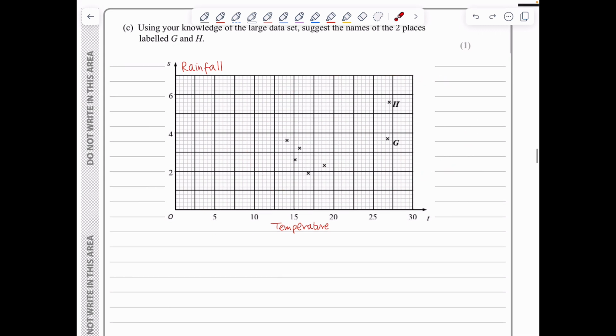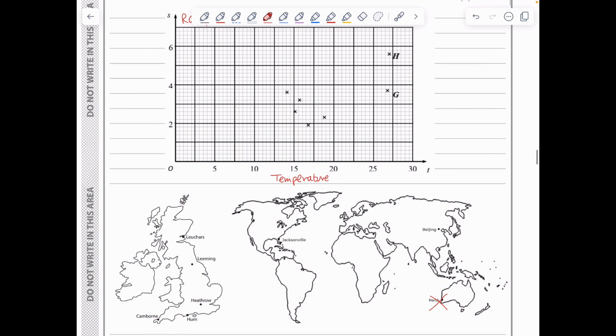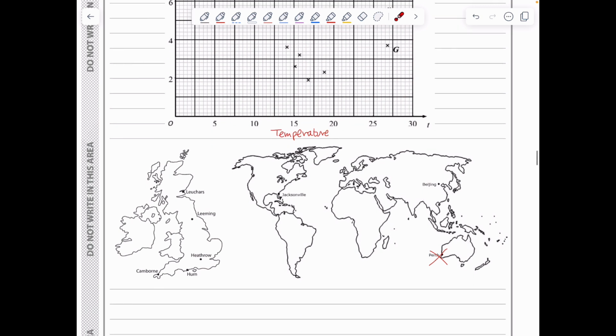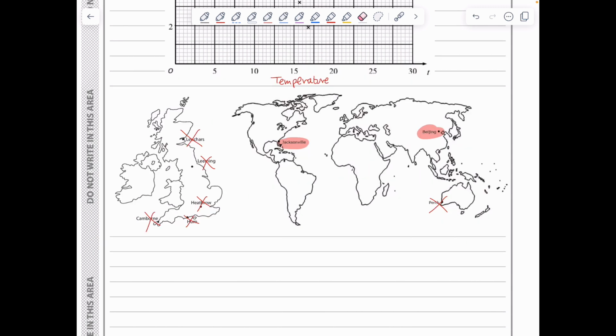If we take a look at the maps, seeing the locations, then obviously it cannot be Perth because Perth is in the southern hemisphere. Looking at the scatter plot, we see quite high temperatures around the 27 degree mark. So this will lead me to exclude any of the UK locations. So all of these are rejected. So I'm pretty much left with Jacksonville and Beijing. So my best guess will be Jacksonville and Beijing.